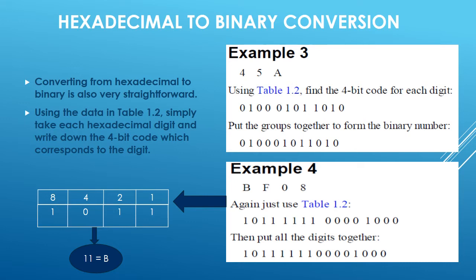There is another example, BF08. Again, you can just use the table and simply see from the table the binary value of the B and write it down. See the binary value of the F, which is 1111. See the binary value of the 0, which is all zeros, and the binary value of the 8, which is 1000. Then put all the digits together, and this is how the hexadecimal number is converted into the equivalent binary number.